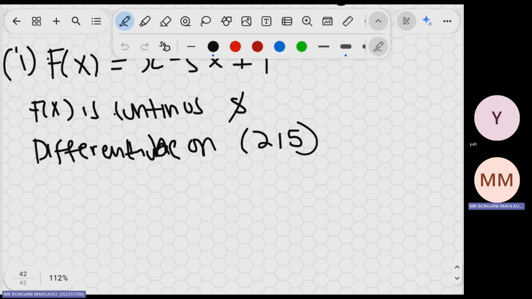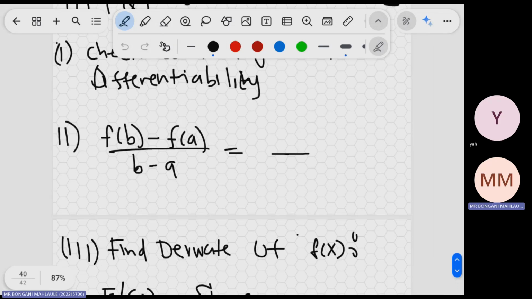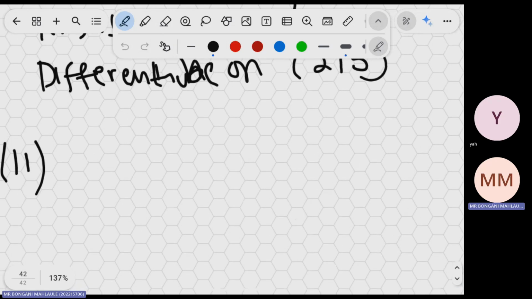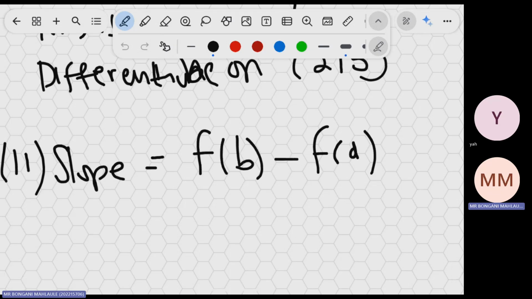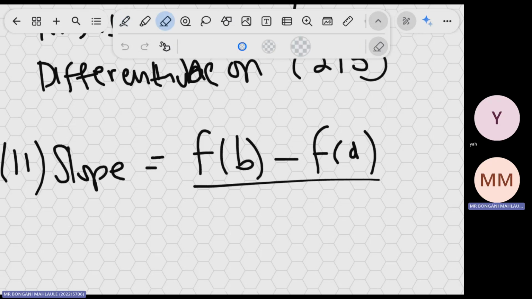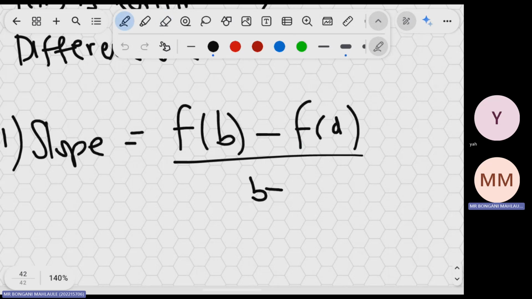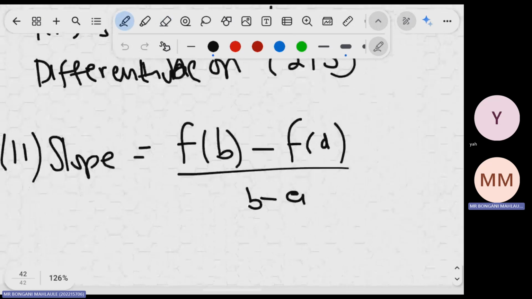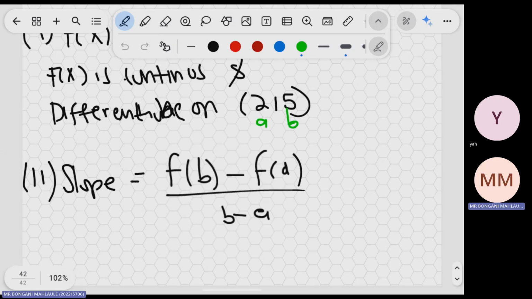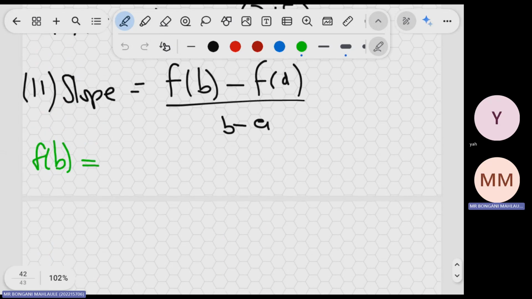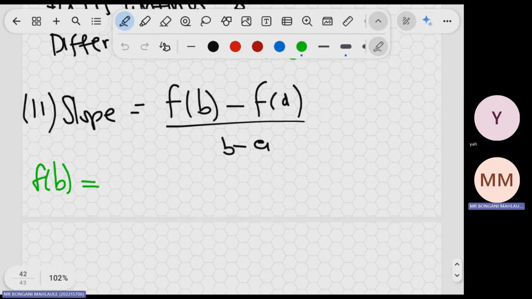The second part is the one where I said we must check the slope, if it exists. We know the slope is going to be f of b minus f of a over b minus a. We know that this one is a, this one is b. So the first thing will be to get f of b and also f of a.